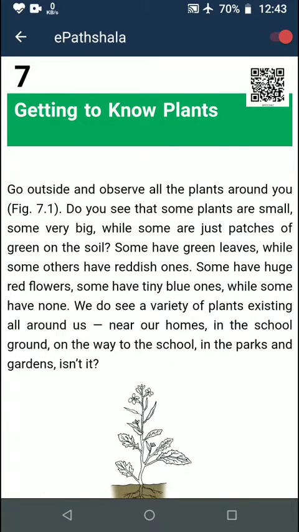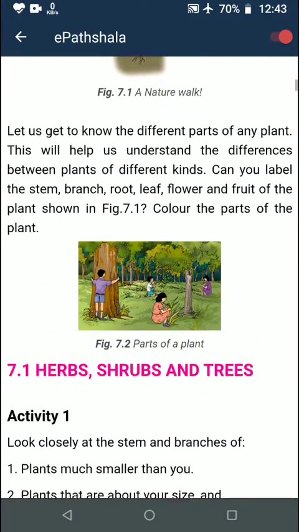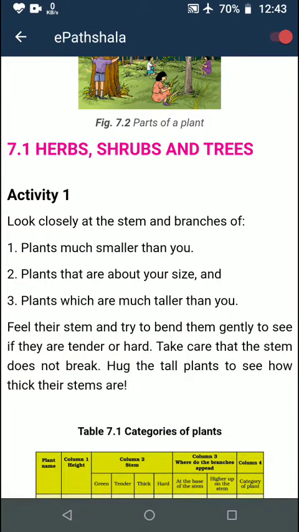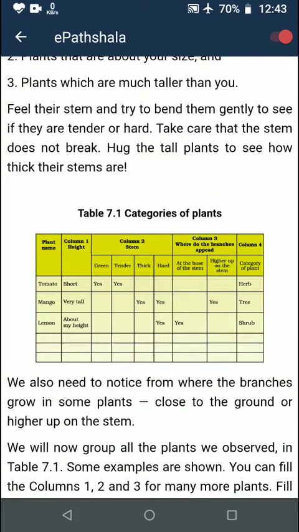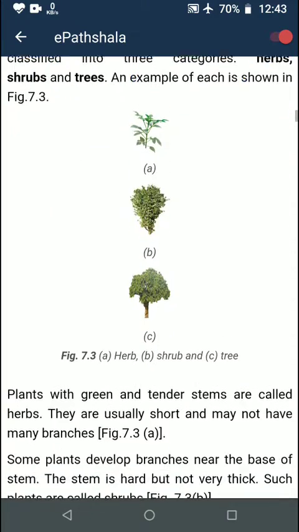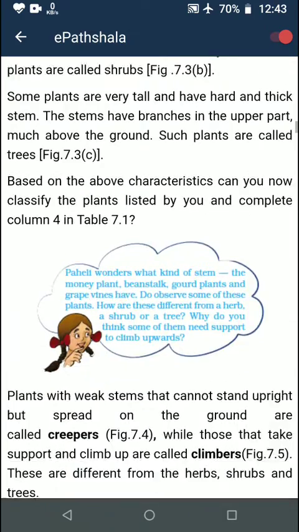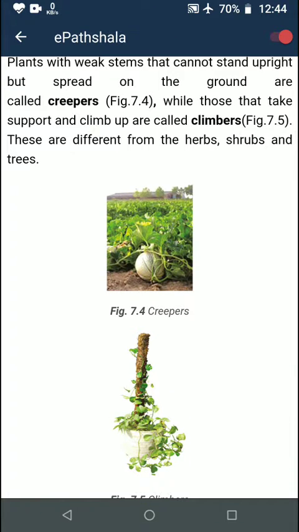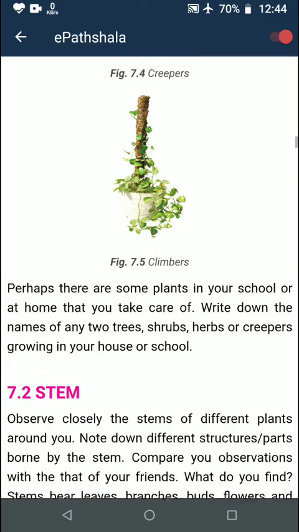This is your chapter number 7, Getting to Know Plants. Herbs, shrubs, and trees. Categories of plants: herb, shrub, and tree. Creepers and climbers. Figure 7.4 shows creepers, while figure 7.5 shows climbers.